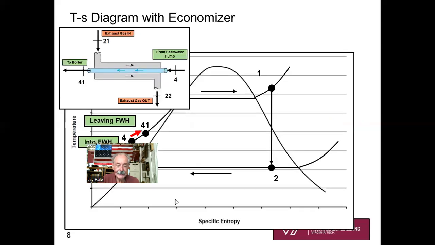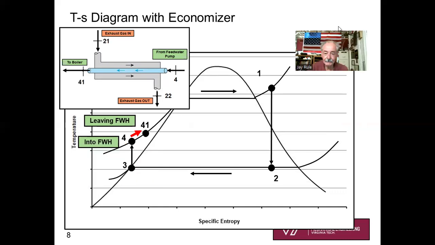So what would our TS diagram look like? Remember, the TS diagram is only for H2O. It's only for the working fluid. It has nothing to do with the exhaust gas. So we're not going to visualize our exhaust gas anywhere on the TS diagram. Basically all we need to look at here is we're going into our, well, it says feed water heater. Shame on me, that would be a copy and paste error.